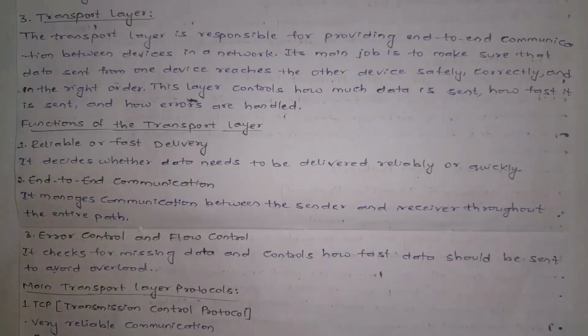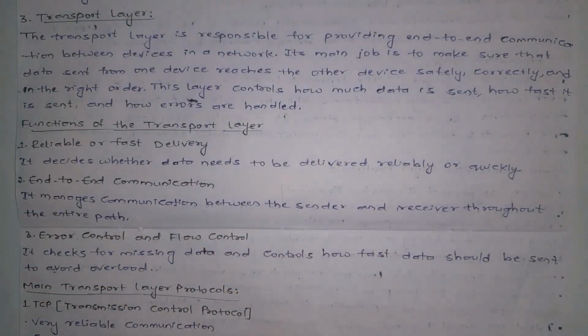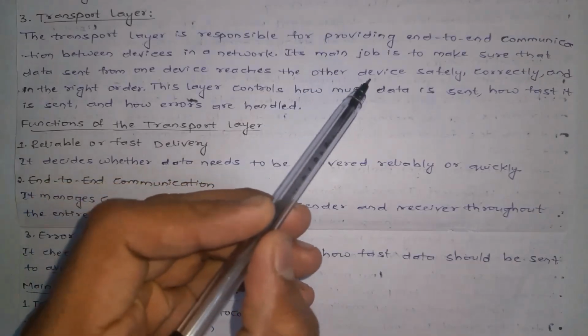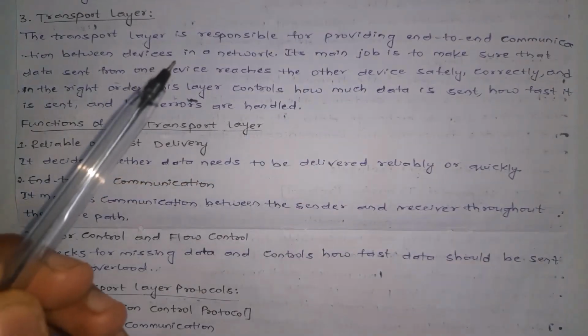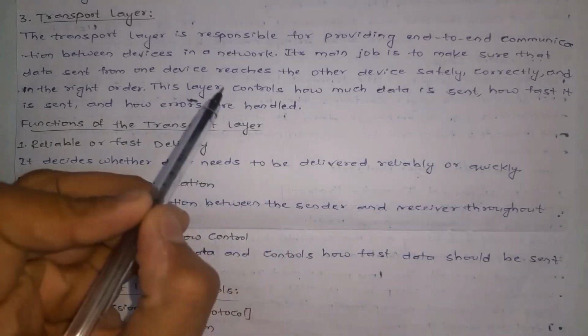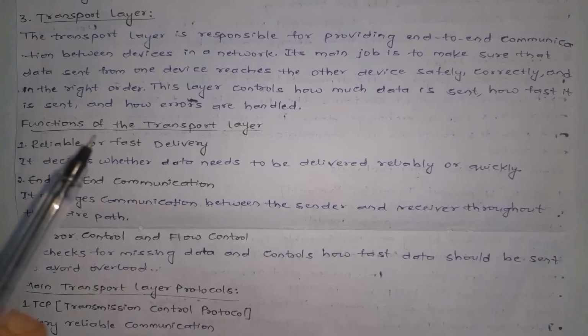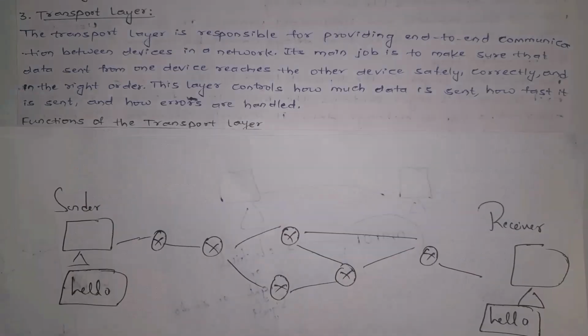And the third layer is the transport layer. Thus, the transport layer is responsible for providing end-to-end communication between devices in a network. Its main job is to make sure that data sent from one device reaches the other device safely, correctly, and in the right order. This layer controls how much data is sent, how fast it is sent, and how errors are handled. Thus, whenever a sender sends data through various routers, the data will reach the receiver.